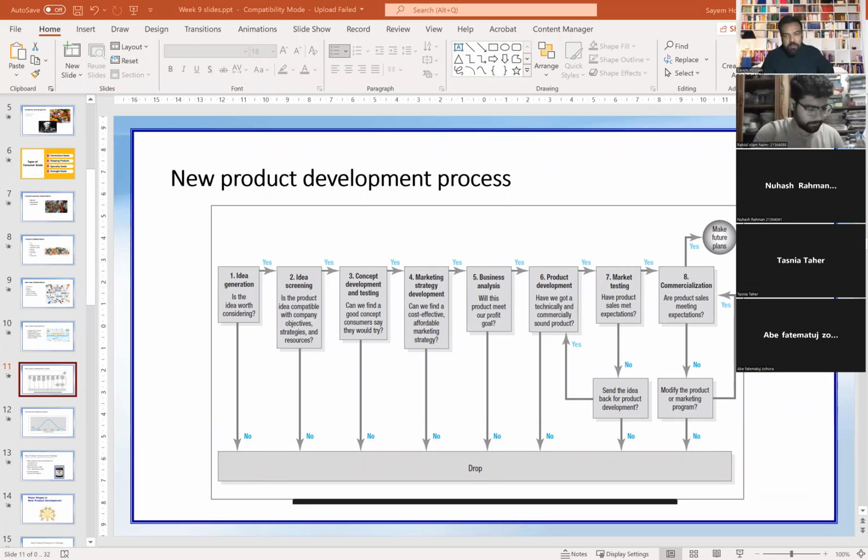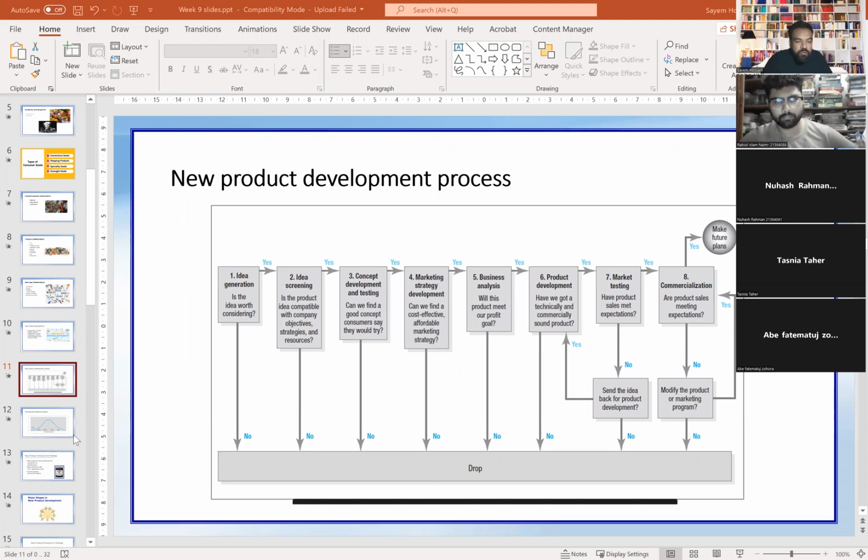Okay, 8 is commercialization. Are product sales meeting expectations? So commercialization is when you are thinking to go for full commercialization of the product, that the product is commercialized and launched formally into the marketplace. And if there's a problem, you go back again and modify the product. Sometimes if you find that it's not working that well, you go back there again.